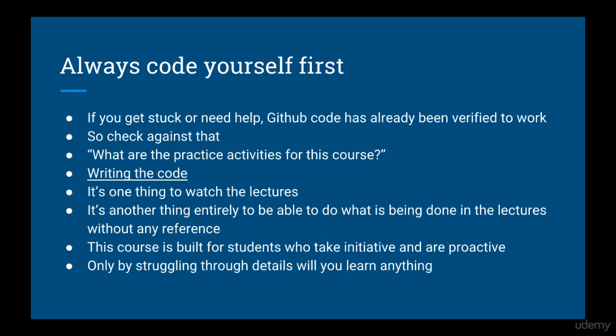I always recommend my students try to code for themselves, but if you get stuck or you need help, then the code in my GitHub repo has already been verified to work, so you can always check your code against that. Occasionally people ask me what are the practice activities for this course. The practice is implementing the algorithms you learn about and testing variations on them. The point of that is because it's one thing to watch the theory lectures and understand the concepts at a high level. It's another thing entirely to understand them so well that you can implement them in code without any reference. This is what computer scientists do, so that's the approach you should take.